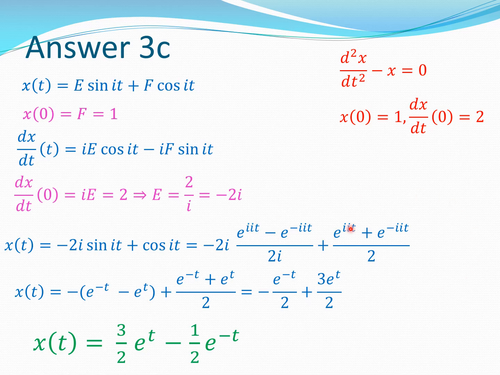So both these terms involving i into i simply become minus 1, and the terms involving minus i become plus 1. So that's what you get. The two i's cancel out here. So I get minus e to the power minus t minus e^t plus this term here, and then I further simplify it and I get this equation here.